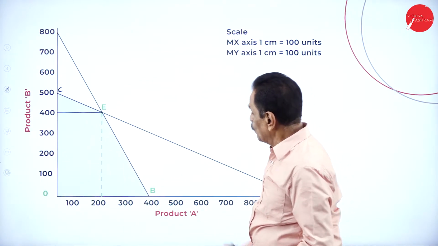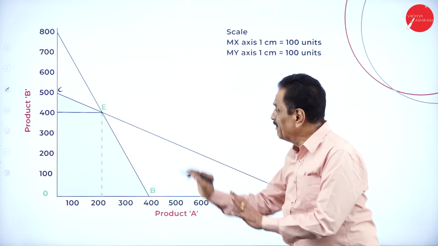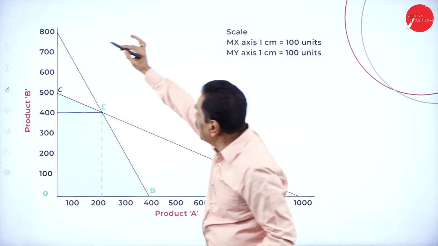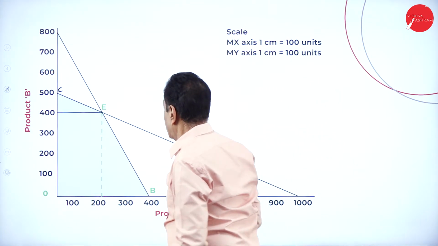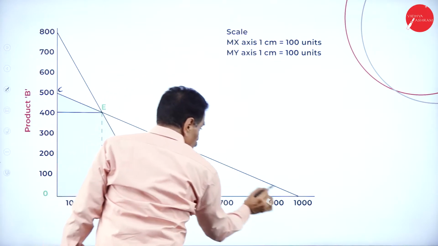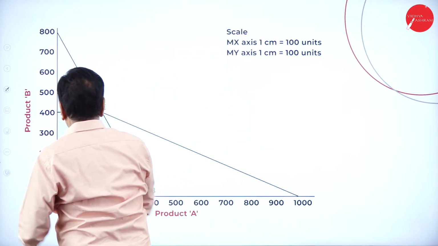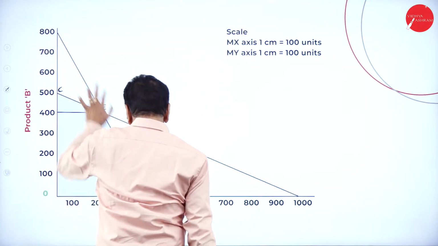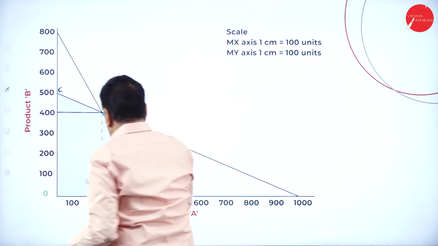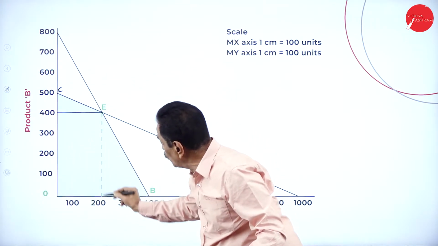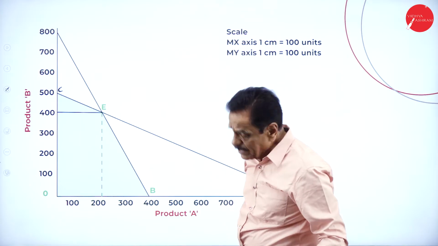Product B. So I think you look very fine here. 800 to 400. C here. 1000 to 500. 800 to 400. At the point E, it is 200, 400. See that?